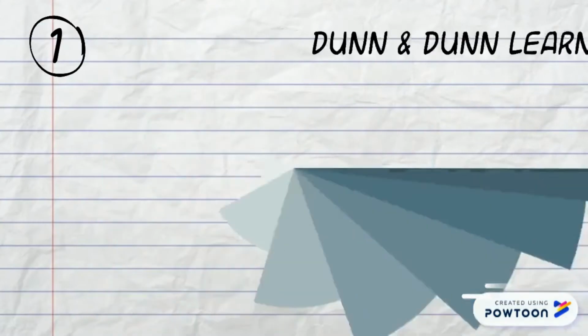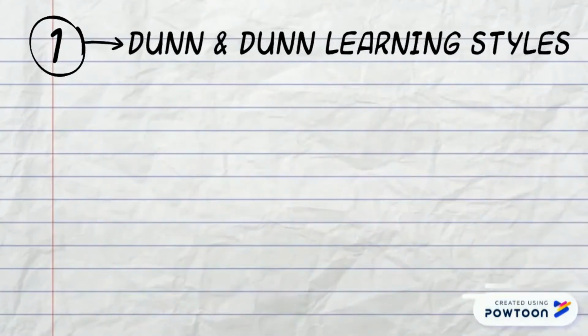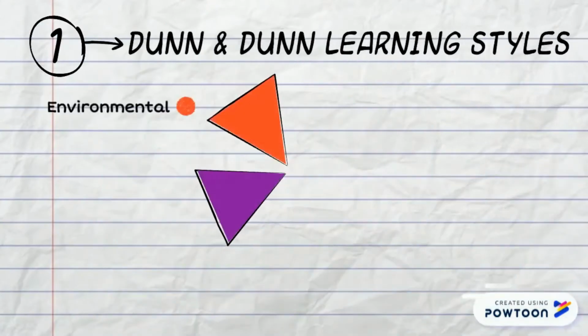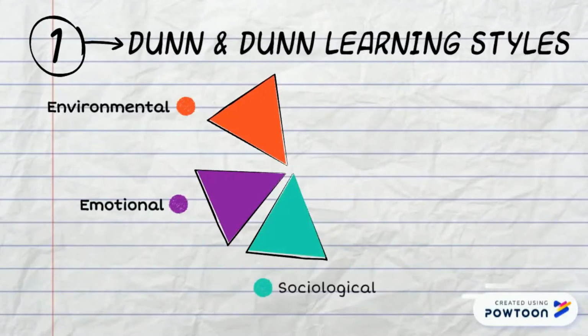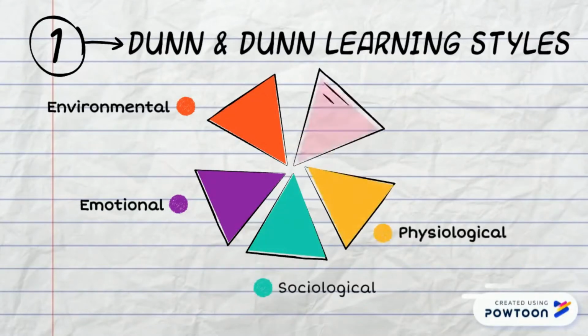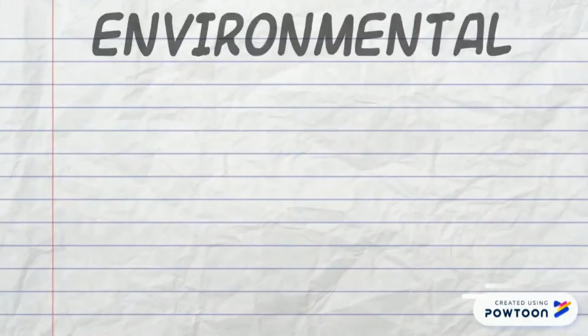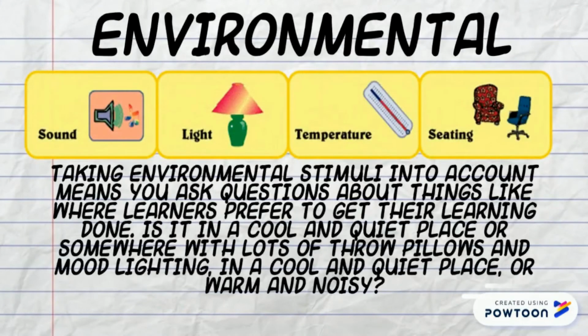These are the 5 Dunn and Dunn learning styles: environmental, emotional, sociological, physiological, and psychological. First is environmental. Taking environmental stimuli into account means you ask questions about things like where learners prefer to get their learning done. Is it in a cool and quiet place or somewhere with lots of throw pillows and mood lighting? In a cool and quiet place or warm and noisy?